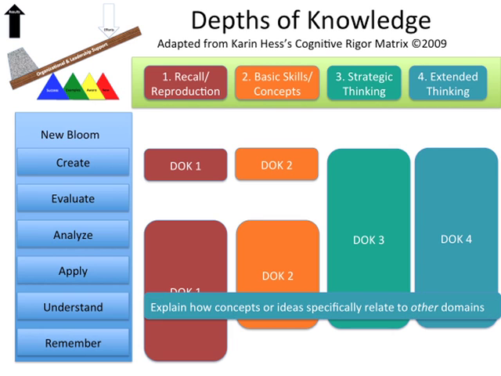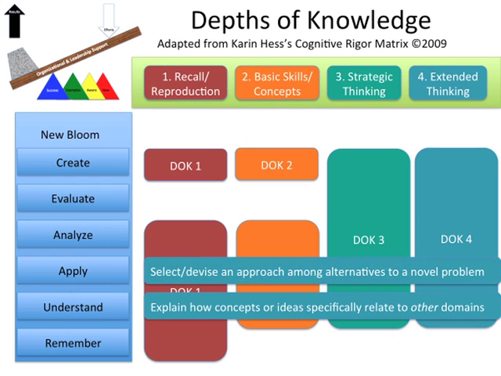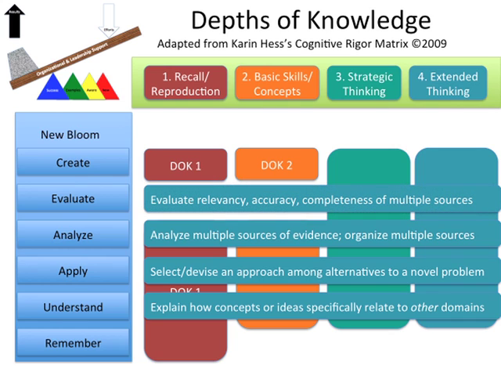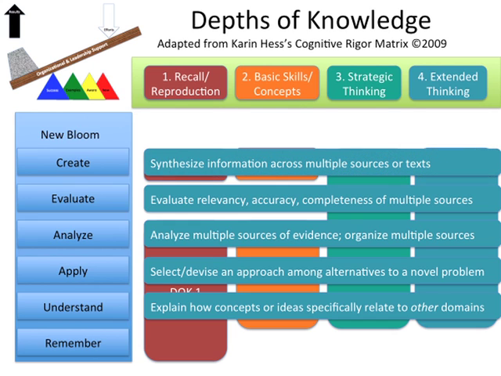Understanding at DOK 4 means explaining how concepts or ideas relate to other domains. And it now means in the application, selecting and devising approaches among many alternatives to solve a novel problem. Analysis is now focusing on multiple sources of evidence and organizing the information from those multiple sources. Evaluation is now looking at the relevancy, accuracy, and completeness of the information from these multiple sources. And our creation is now synthesizing information across these sources or text.